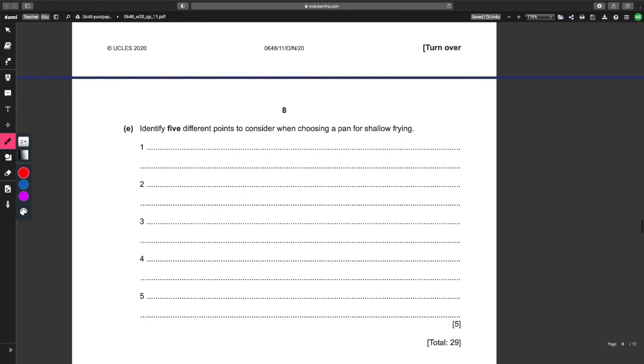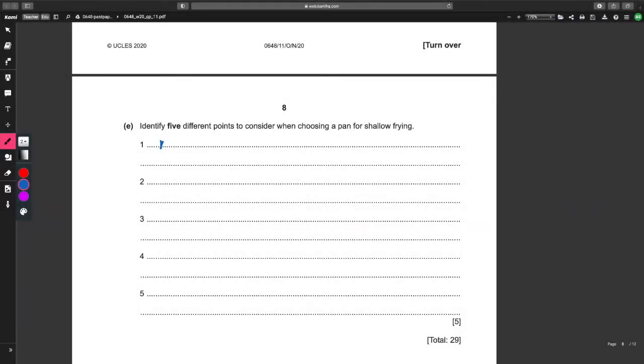Okay, so identify 5 points to consider when choosing a pan for shallow frying. I would go with something that is probably non-stick, so you can use less oil. And then it's easy to remove food, particularly your omelette, for example. The pan should have a good balance.